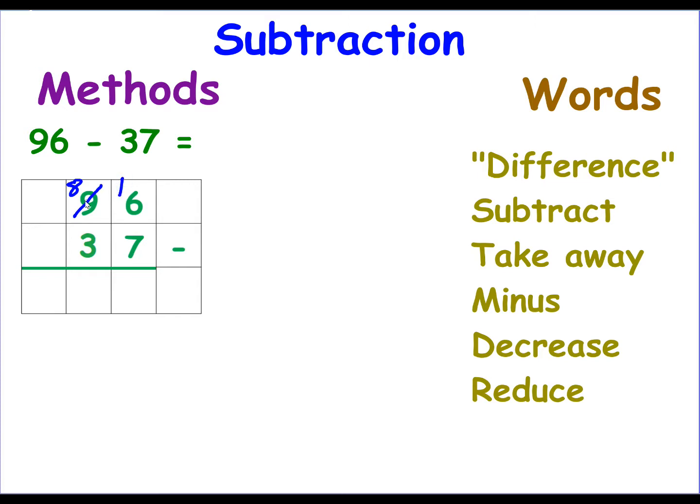So because we've borrowed 10 from the 90, it becomes 80. And now we can do 7 from 16, which is 9. Now just take away the 3 from the 8, which is 5. So the answer to 96, take away 37, is 59.